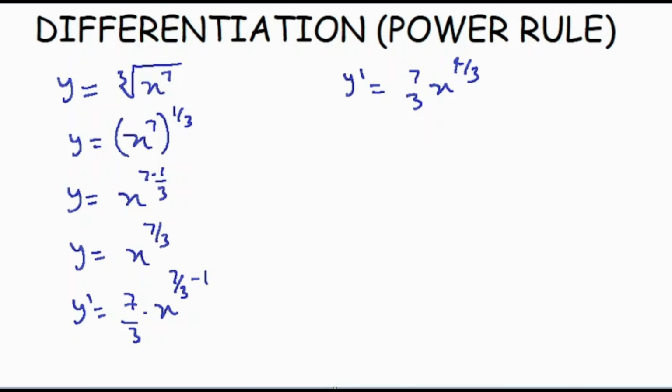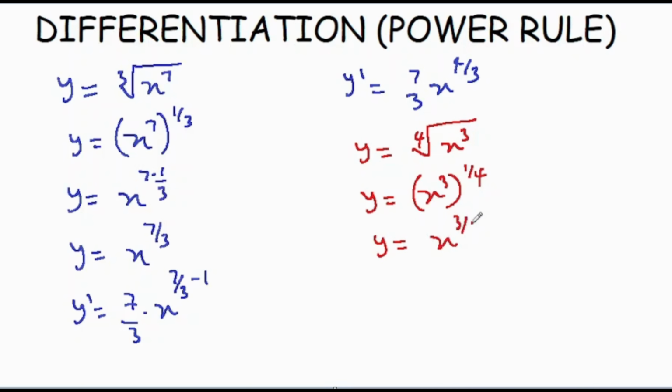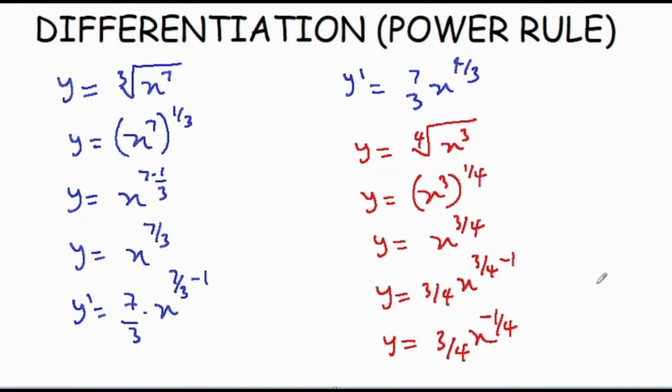Let's take another one. Let's say we have y is equal to the fourth root of x raised to power 3. Alright, so let's rewrite this as x raised to power 3, 1 all over 4, which is the same thing as x raised to power 3 over 4. So very easy, we bring down the power, which is 3 over 4, and we subtract 1 from 3 over 4. So at the end of the day, we are going to have 3 over 4 x raised to power 3 over 4 negative 1, that's going to give us negative 1 all over 4.